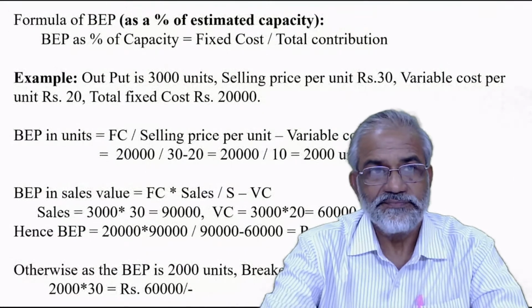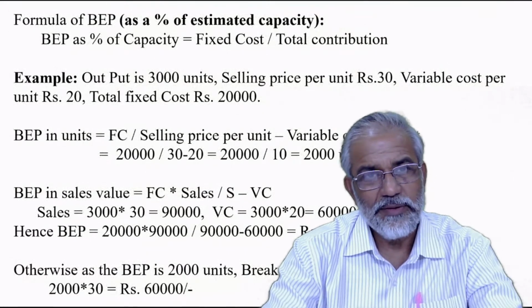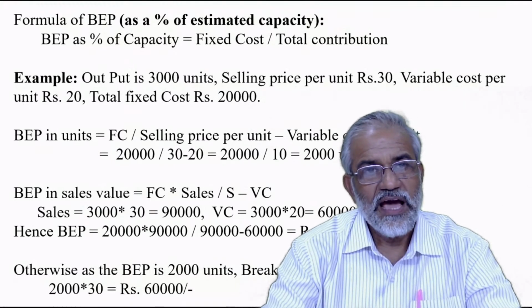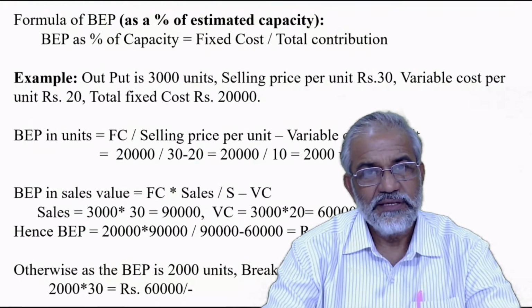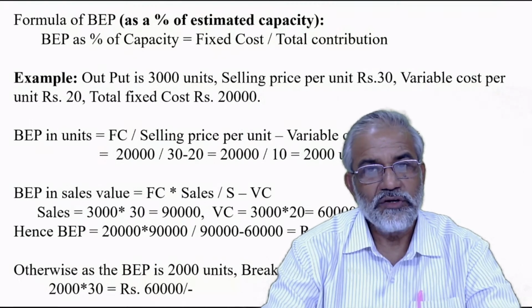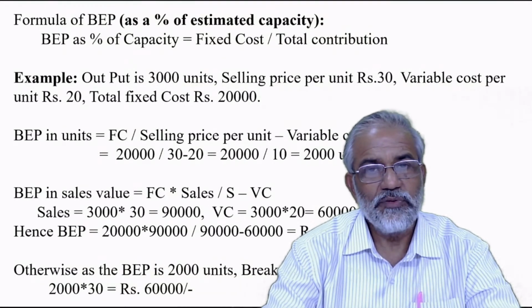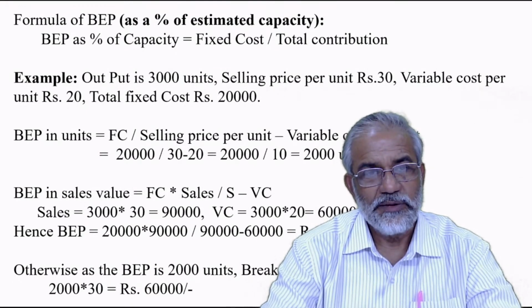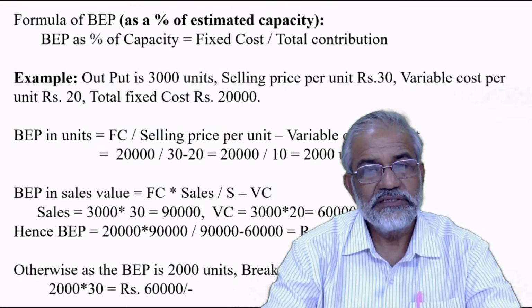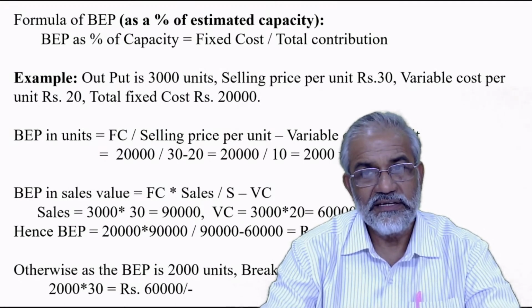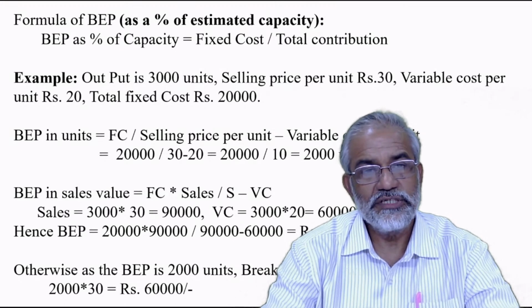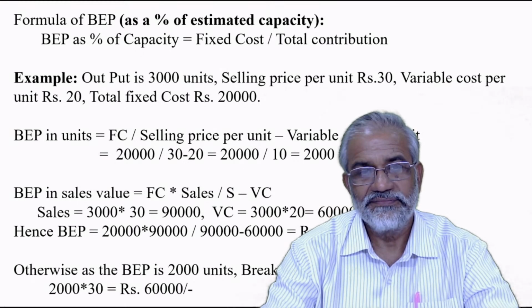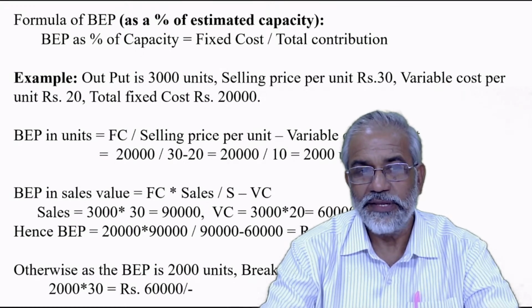Again, the formula for break-even point as percentage of estimated capacity. Break-even as percentage of capacity would be fixed cost divided by total contribution. Take an example for the discussion of the issue. For a particular product, the output is 3000 units. Selling price per unit is 30. Variable cost per unit is 20. And the total fixed cost is 20,000, which will remain constant over a period.